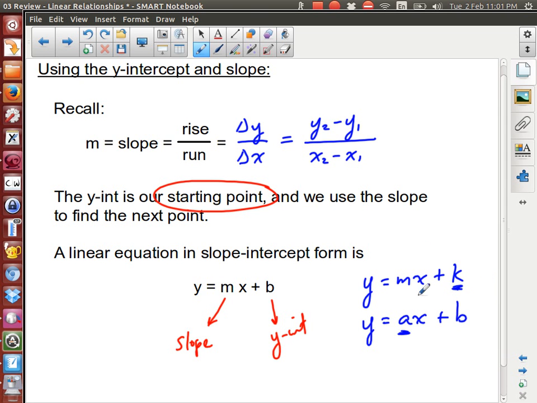If you see it happening, you need to be comfortable and confident enough with your mathematics that you recognize that this is a linear equation. Here's the y, that's the vertical axis, that is the dependent variable, and then you've got something multiplied by the x, and then a constant, that's your y-intercept.